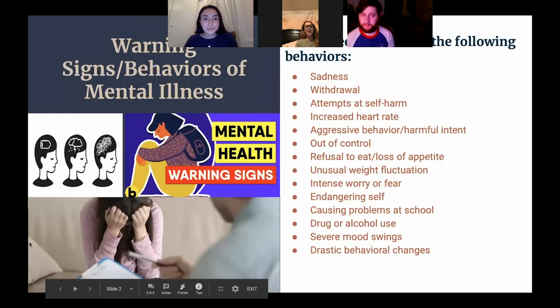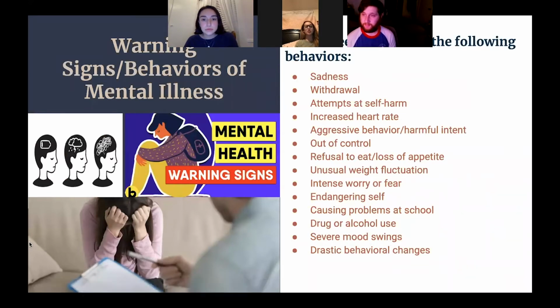Warning signs, behaviors, and mental illness in regards to children. This is just a list of behaviors that parents or adults can look for, such as sadness, increased heart rate, or a loss of appetite. As you can see, the list goes on.